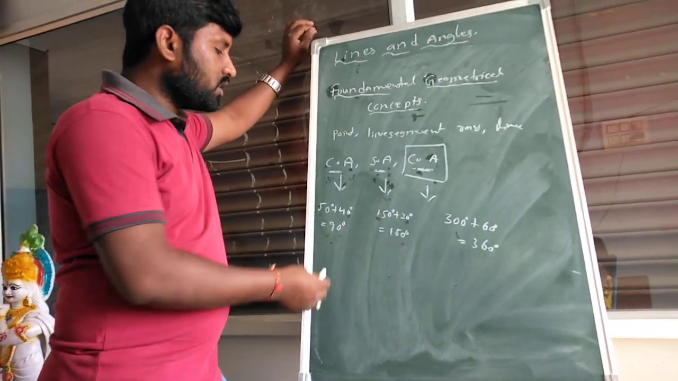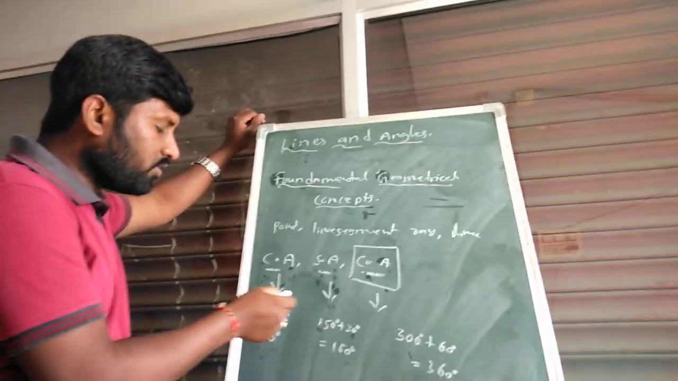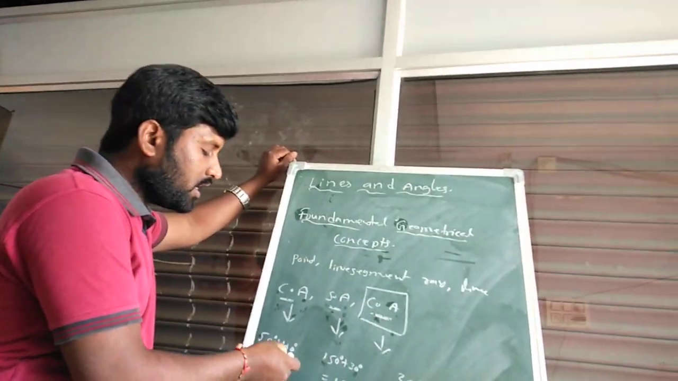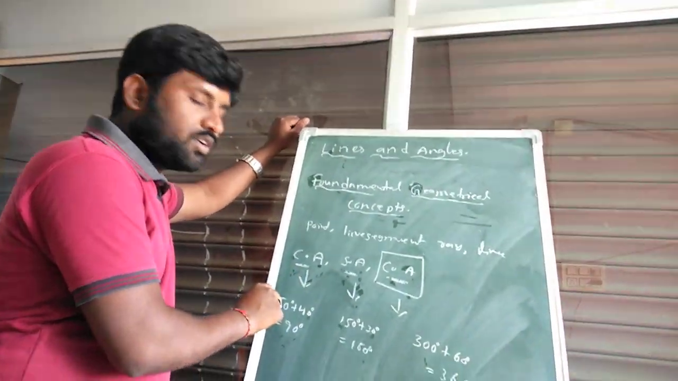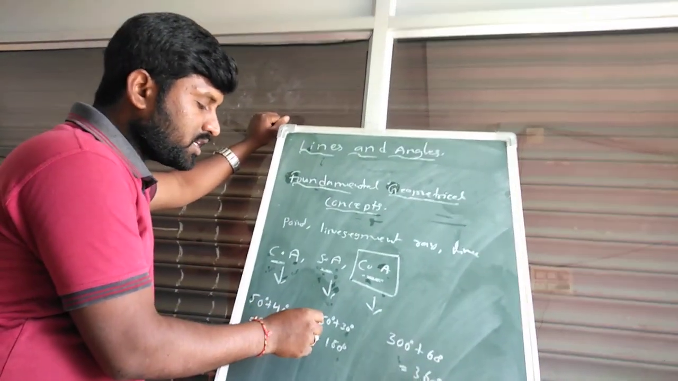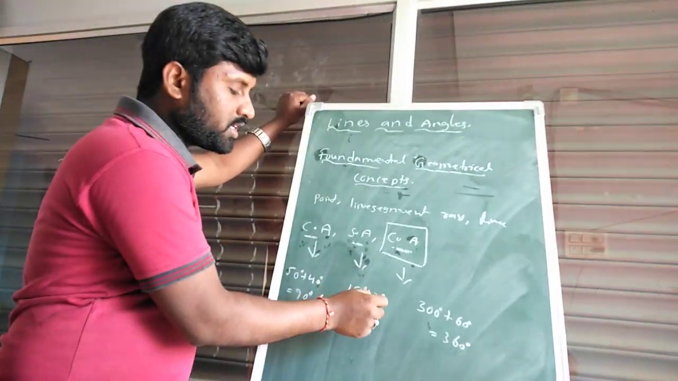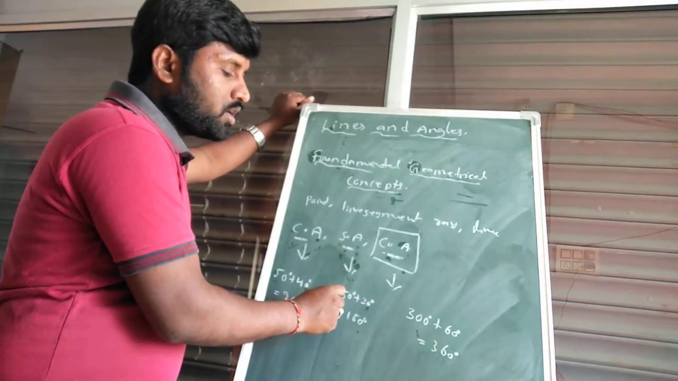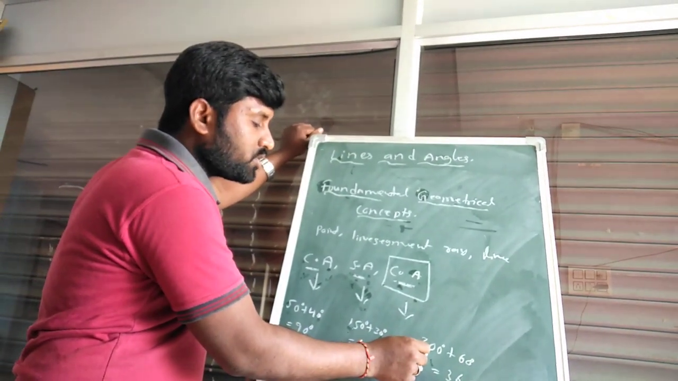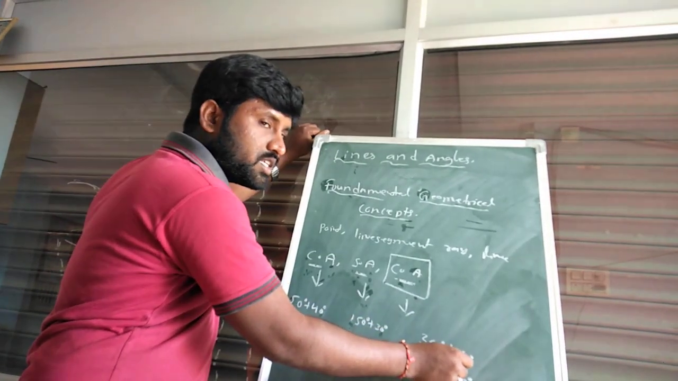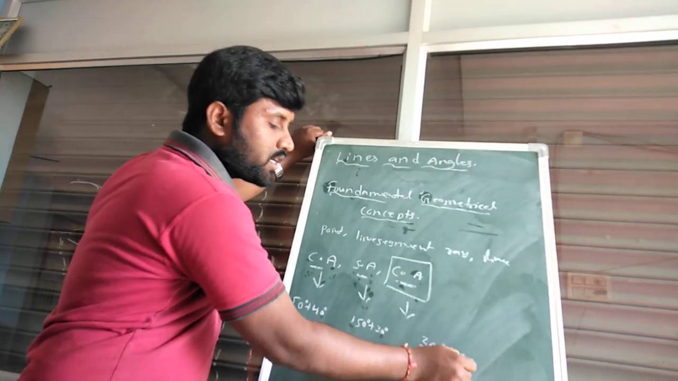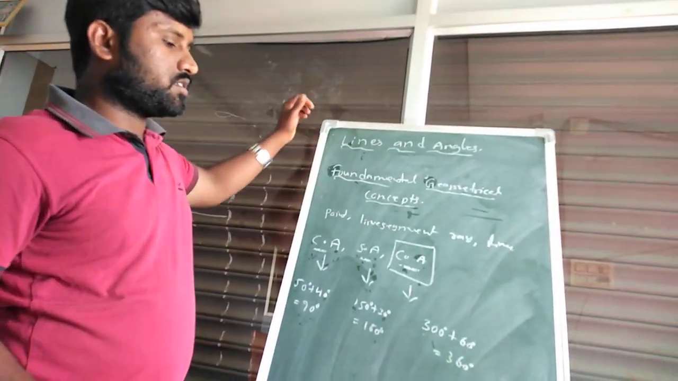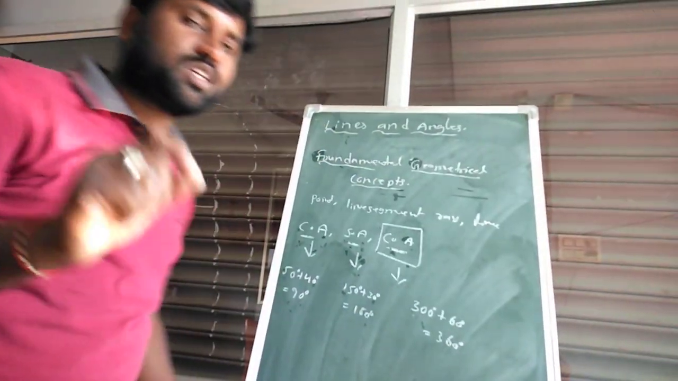We can say that 50 is the complement of 40 degrees and 40 is the complement of 50 degrees. 150 is the supplement of 30 degrees and 30 is the supplement of 150 degrees. Okay? So 300 is the conjugate angle of 60 degrees and 60 is the conjugate angle of 300 degrees. So in this model I am going to say one problem now.